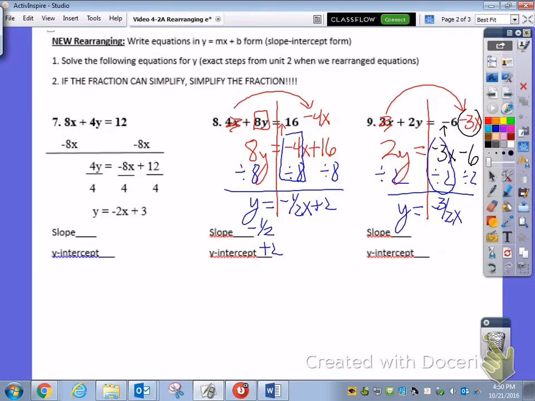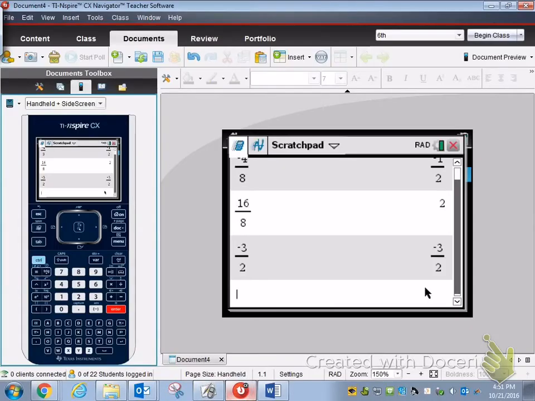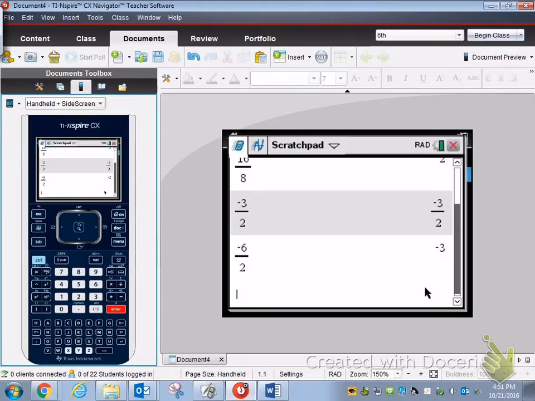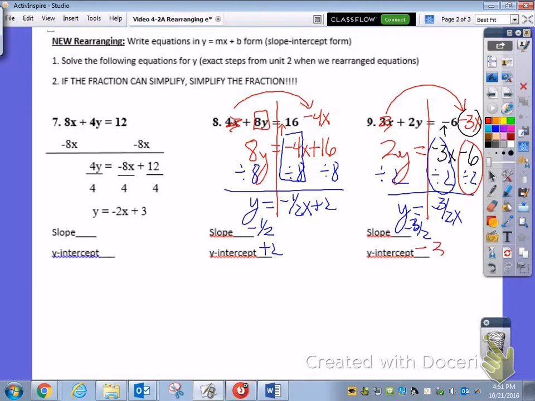And that is my x, so that is my slope, negative 3 over 2. And then the other thing I'm going to type in is negative 6 divided by 2. And so you have negative 6 divided by 2, and that is negative 3. So my y-intercept is negative 3. That would be minus 3. Okay?